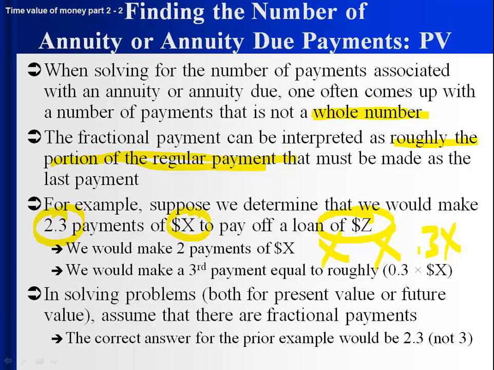When we're solving our problems, the answer would be 2.3. So the problem asks for the number of payments, and we can think of it as 2.3. The number that's on the calculator is the answer, because you don't want to outthink it and say, oh, it's 3 payments because it's X, X, and 0.3X. It's X and X, which are full payments, and then 0.3X, so the number of payments would be 2.3.